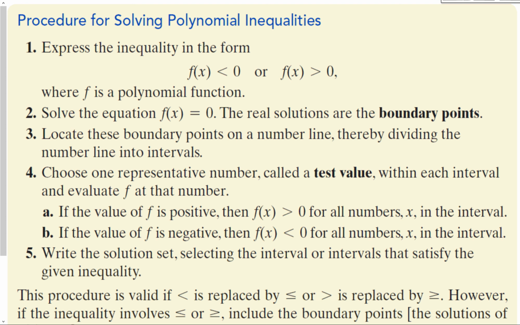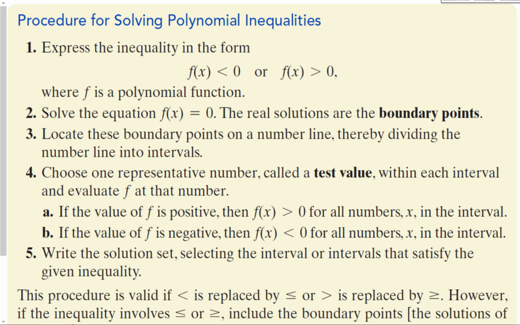Solve the equation f of x equals 0. So pretend that these two symbols were a 0 and solve this, however you have to do it. If it's a quadratic, like our first example, those are usually pretty easy to solve. If it's a higher degree, then we're going to need to use our techniques that we learned from section 2.5, which is to guess possible zeros using the rational zero theorem, use synthetic division and see which one works, and then factor accordingly.